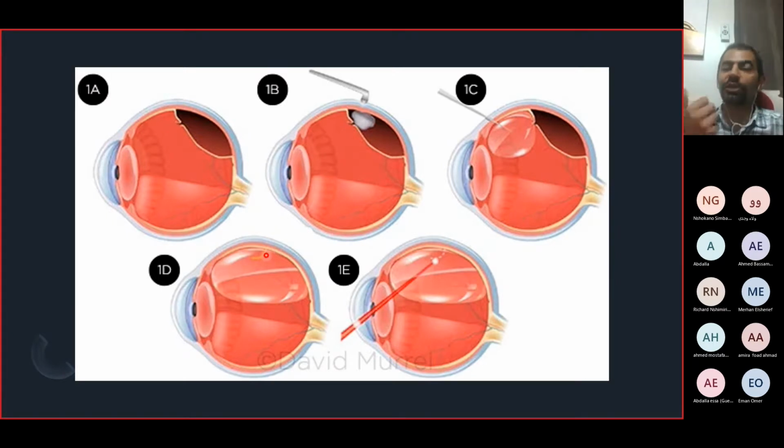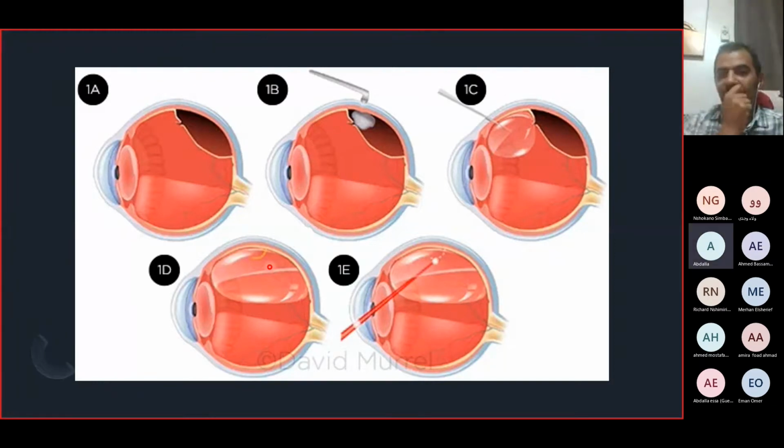You can either inject the gas first to flatten the retina and do laser treatment afterwards. This is called pneumatic retinopexy. Or you can do cryotherapy first and then inject the gas to flatten the retina and allow healing. And again, this is called pneumatic retinopexy. Two different techniques of the same operation.